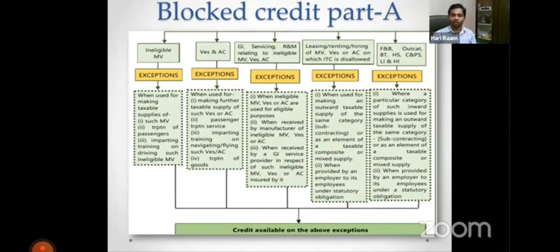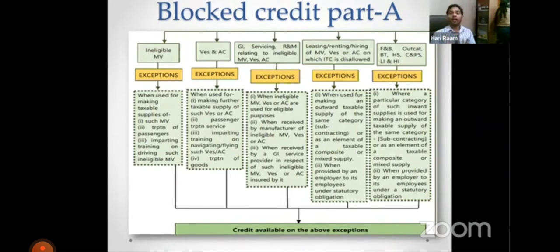And leasing, renting, hiring of motor vehicle, vessels or aircraft for which ITC is disallowed. Whatever is disallowed alone will be blocked. Here the exception is that when such service, leasing, hiring, renting of motor vehicle, vessels or aircraft is provided to the employees by the employer under a statutory obligation, it will be exempted and applicable for credit. The same exception is there for food, beverage and outdoor catering.